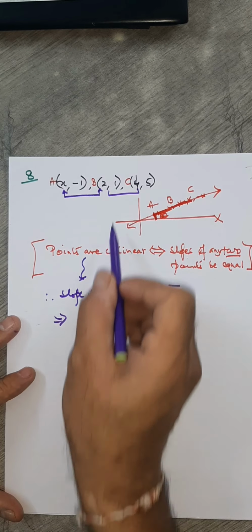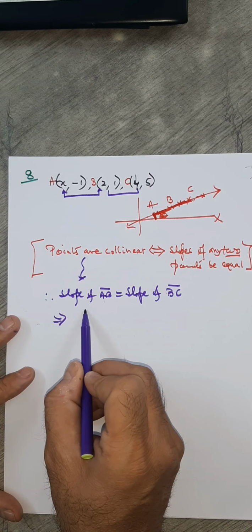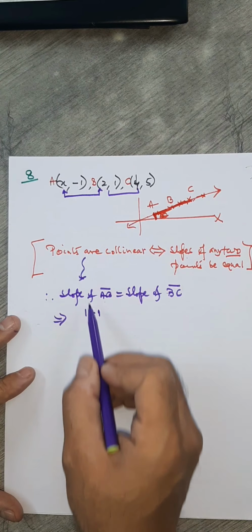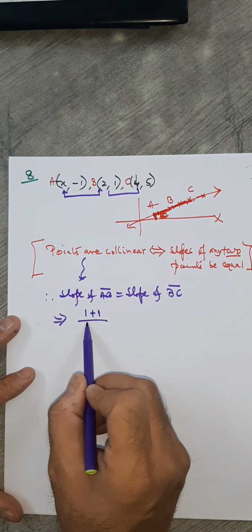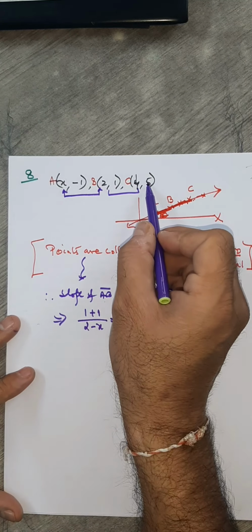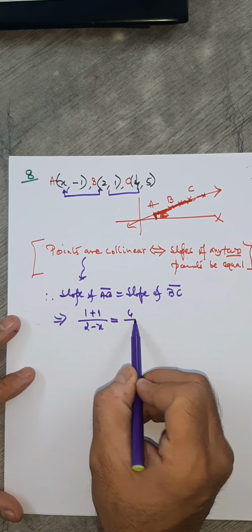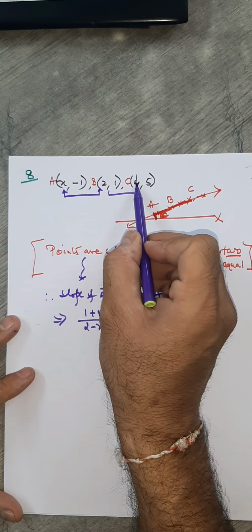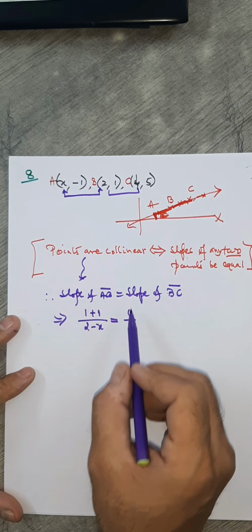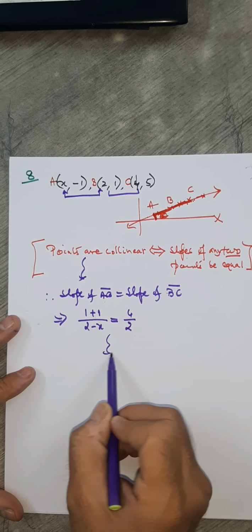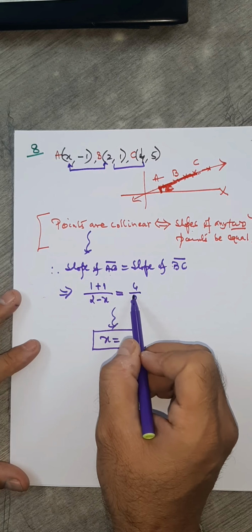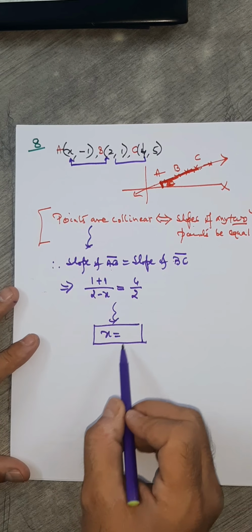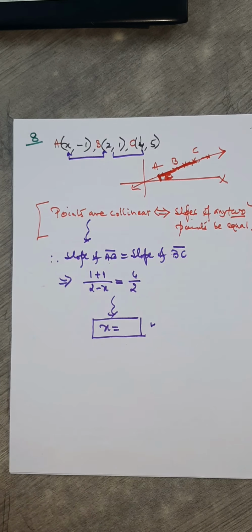What's the slope of AB? y2 minus y1, that is 1 plus 1, upon x2 minus x1, that is 2 minus x, equals, what's the slope of BC? 5 minus 1, which is 4, upon 4 minus 2, that is 2. You just simplify, so we'll get the value of x. Fine? That much you can do. This is just 2 and you can get the value of x. That's your answer. Okay, let's go to the next question.